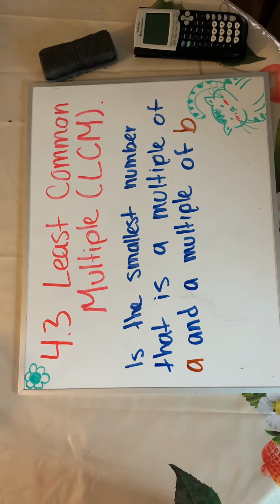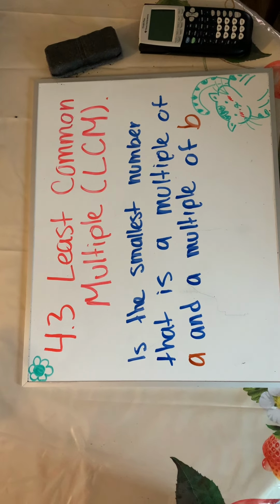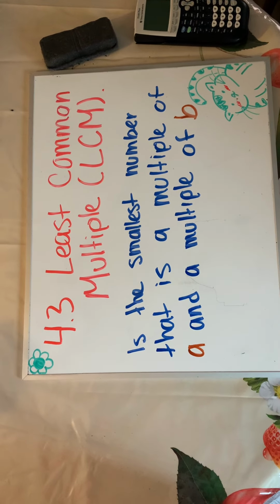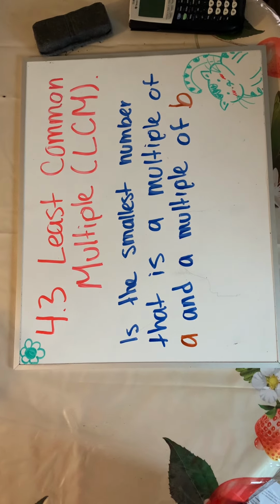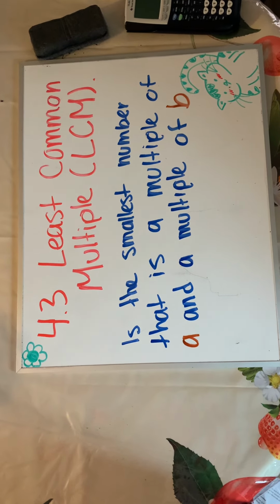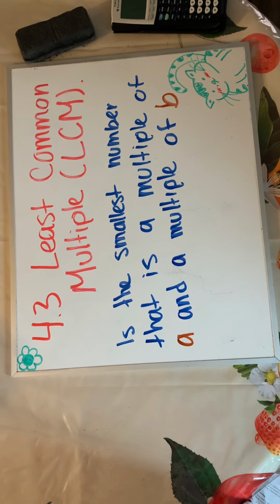Today we'll be covering Chapter 4, Section 4.3, Least Common Multiple. In this chapter, we'll look at how to find the LCM and the ways to find it. Let's start now. What is the LCM? It's the smallest number that is a multiple of A and a multiple of B.